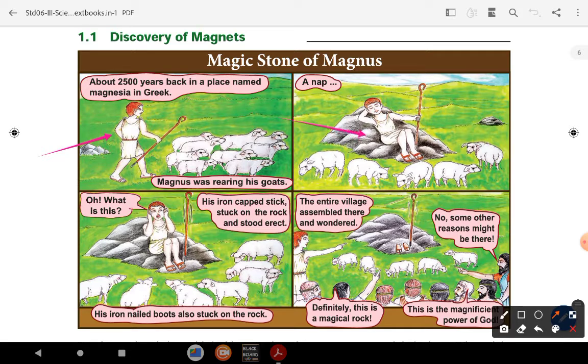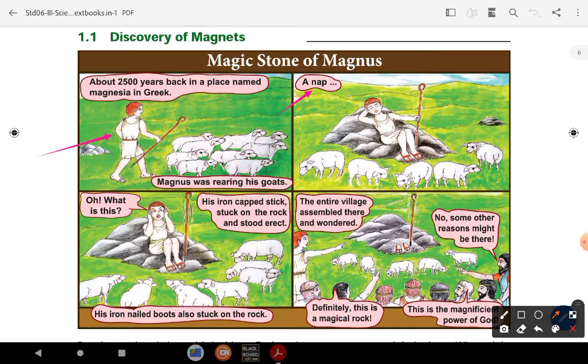And what is happening? Look at his hand, children. What is he having? He's having the shepherd's staff. Shepherds, the people who look after goats, have a staff in their hands. This is the shepherd's staff. He holds it like that and sleeps. Okay, this boy is going for a nap, a small sleep. Okay, and then what happens?